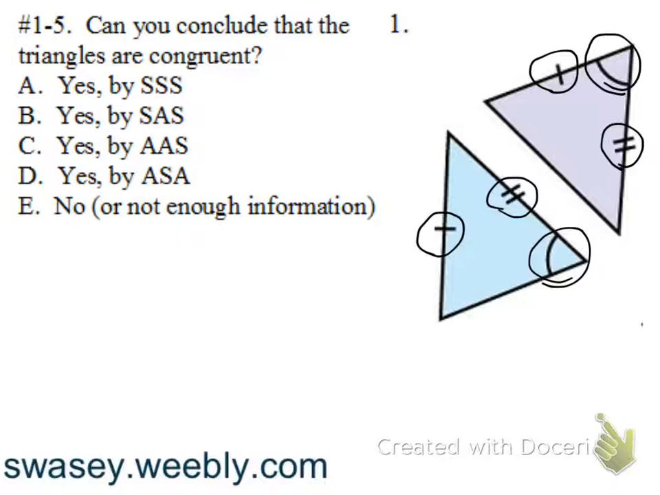So the top one appears to be side, angle, side, which is a legitimate way, but it doesn't match up with the other one, which appears to be angle, side, side, which is not a way of proving triangles congruent. So we would have to go with choice E here. There's not enough information to prove that the triangles are congruent.